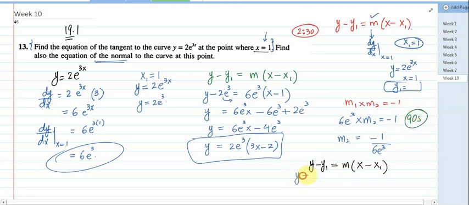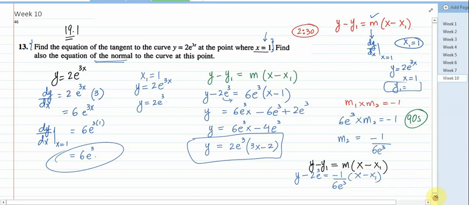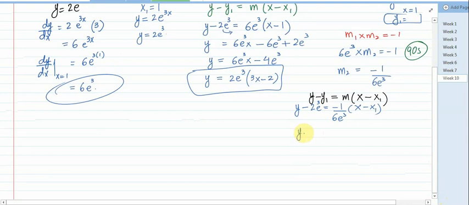So now it will be y minus the value of y1, which we found out is 2e to the power 3, is equal to m, which is minus 1 upon 6e to the power 3, times x minus x1. If we multiply on the right side as we had done in the previous part, it will be y minus 2e to the power 3 is equal to minus x over 6e to the power 3 minus minus plus x1. X1 is 1, which we found in the previous question and is given in the question as well. So it's 1 over 6e to the power 3.